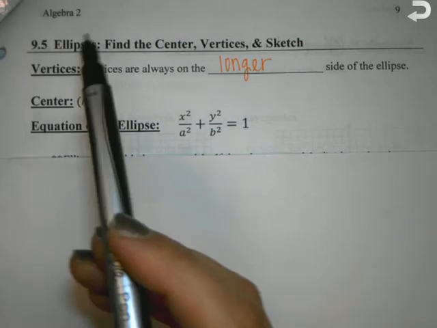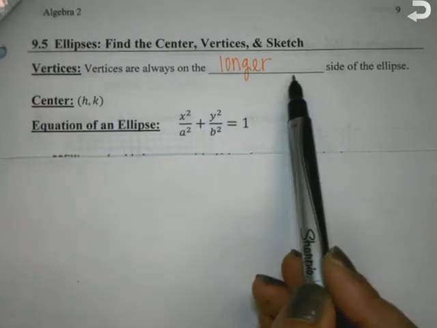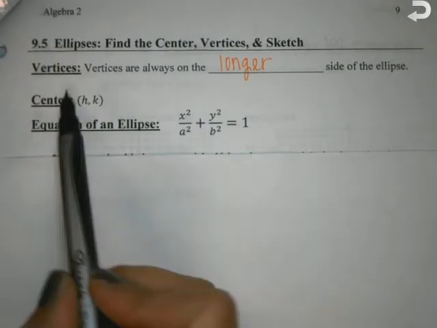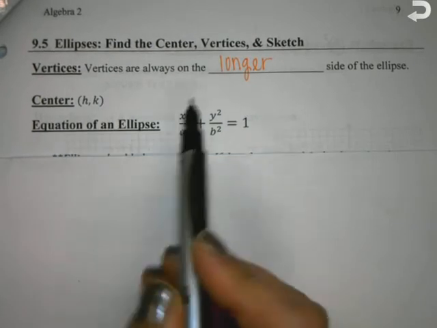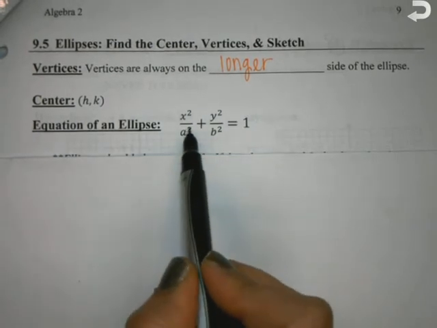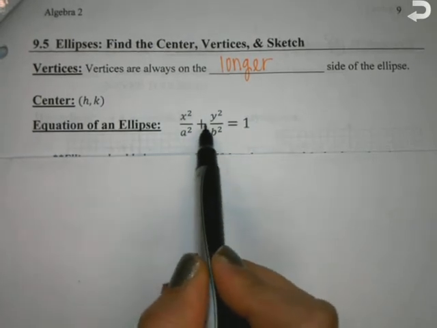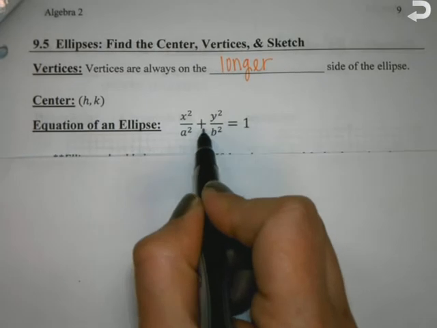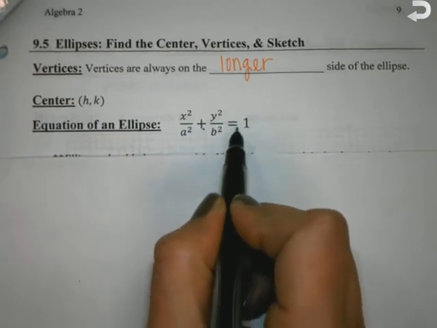Okay, so the vertices of an ellipse are always on the longer side of the ellipse. Center is the point (h, k). The equation is x squared over a squared plus, this is very important for an ellipse, plus y squared over b squared equals 1.